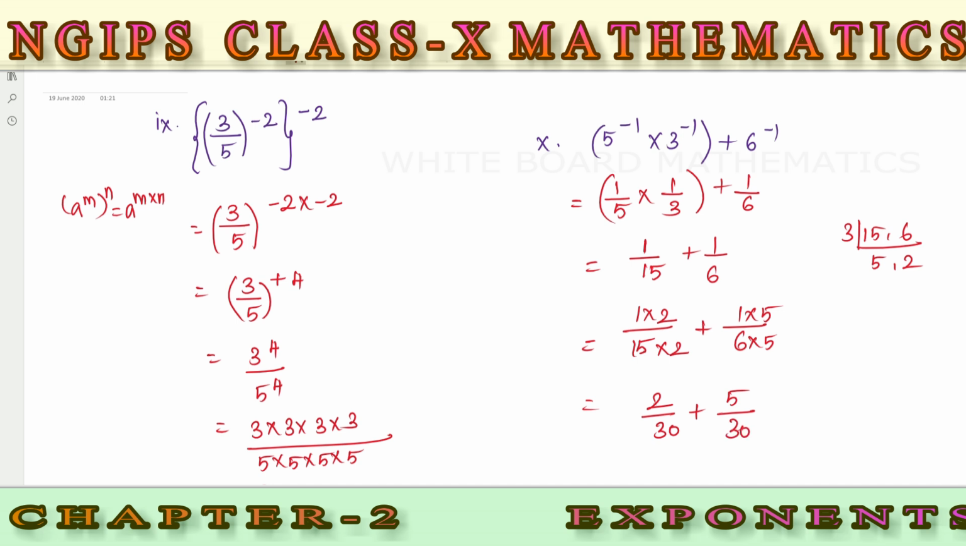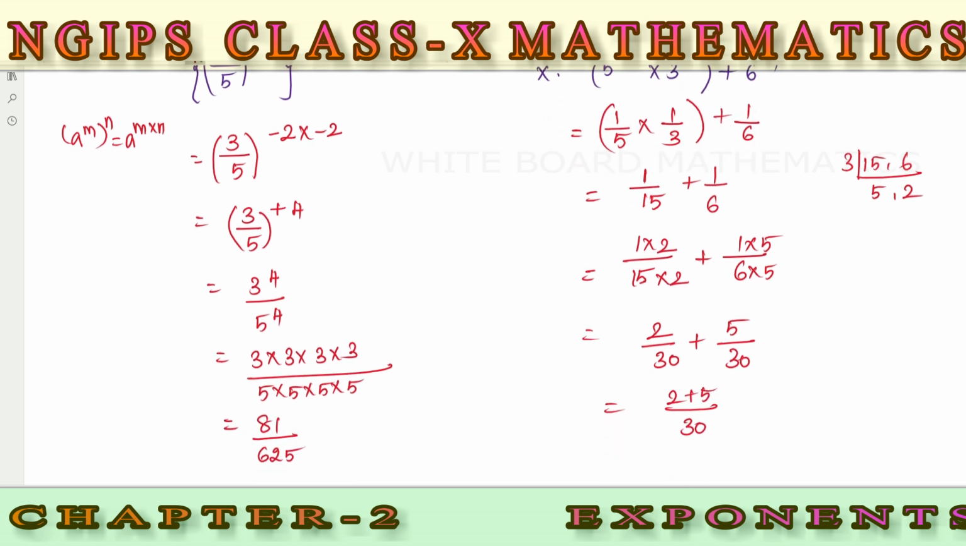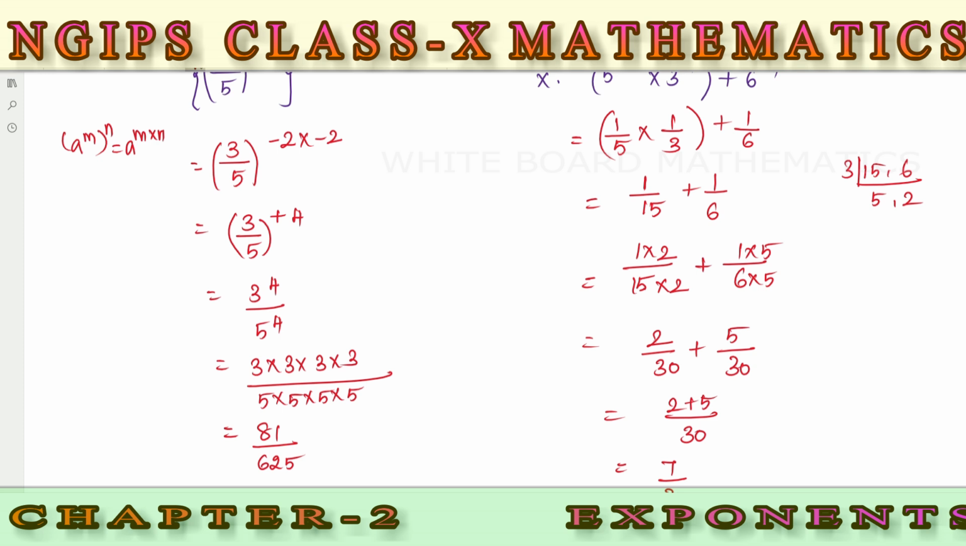So here we are going to get 30, 5 plus 2 plus 5, which is 7. So the final answer here you will get is 7 divided by 30. Now we'll move to the next one. Here we have the next question.